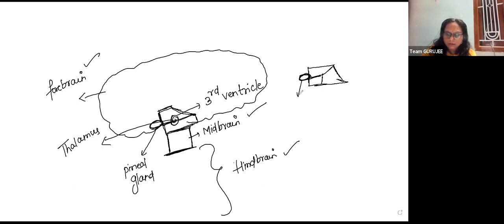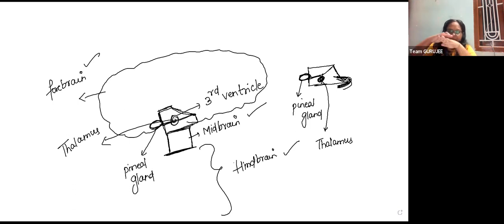At the back side, there is the pineal gland. On both sides, there is the thalamus. And at the tip, there is a structure which completely covers the tip. That is called the hypothalamus.